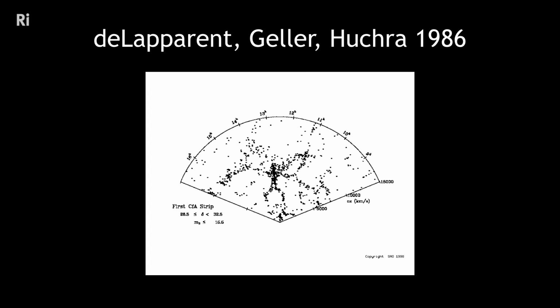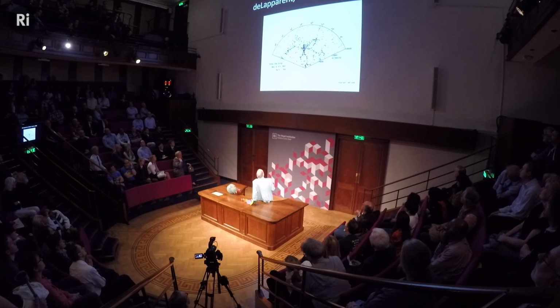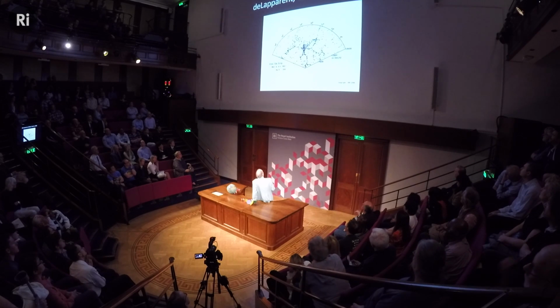About this time, de Lapparent, Geller, and Huchra produced this picture. This is a slice picture of the universe. It has the Earth here. You're looking at a narrow slice. They're measuring distances out here by using the Doppler shifts of the galaxies and Hubble's expansion law. And this is a complete sample, so there's no question about you missing any galaxies. And they found these incredible structures. You can see cells here. And this looked quite like the Einasto picture, only more spectacular.